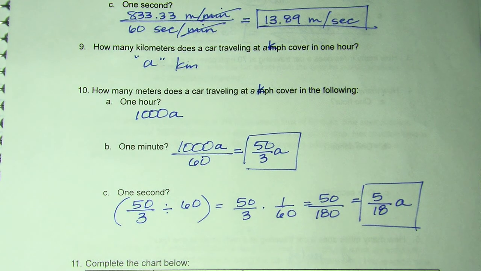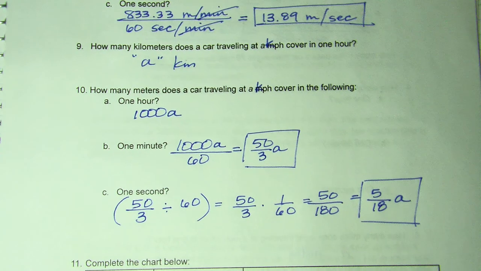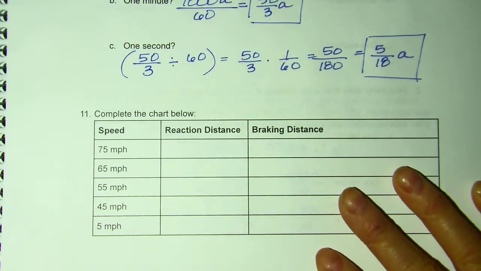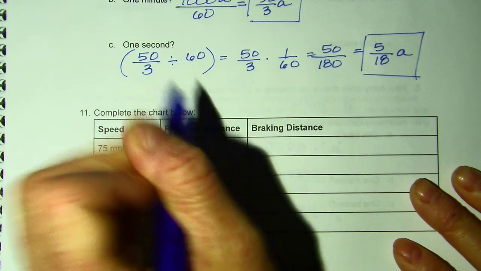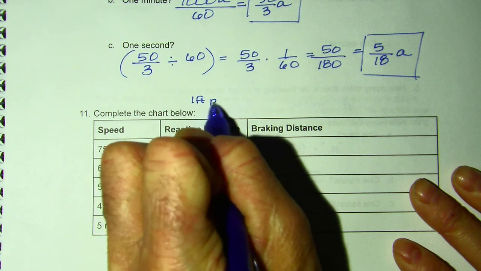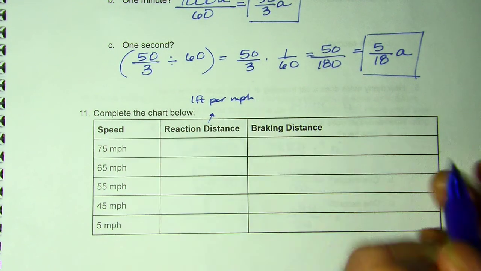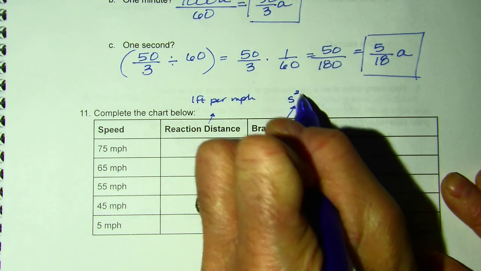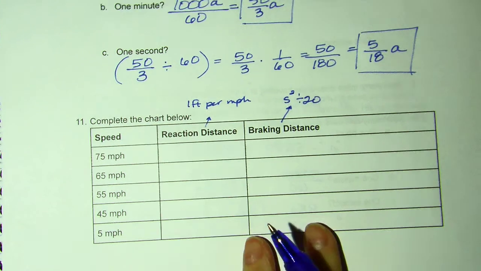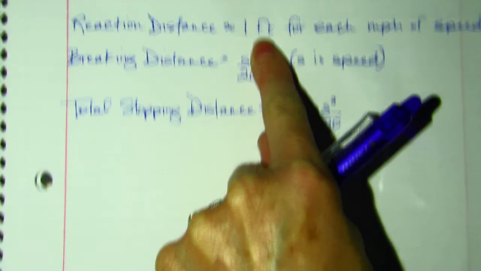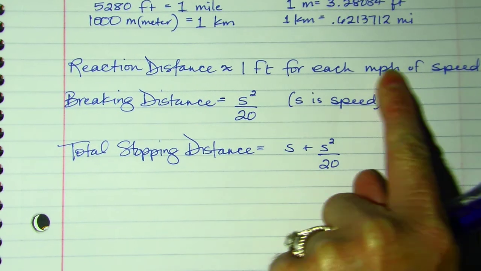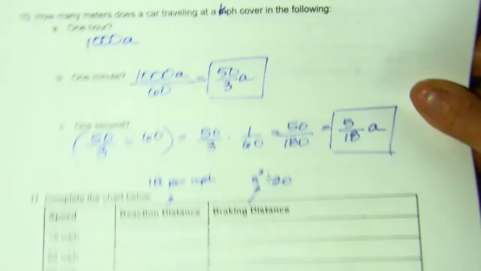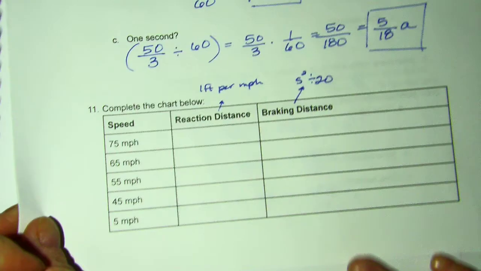Okay? Now, I will fix those typos, but let's move on to number 11. So remember, braking distance, I wrote in our notes. Reaction distance is 1 foot for each mile per hour of speed. Braking distance is our speed squared divided by 20. So I wrote those here. So we're going to do that for the following table.